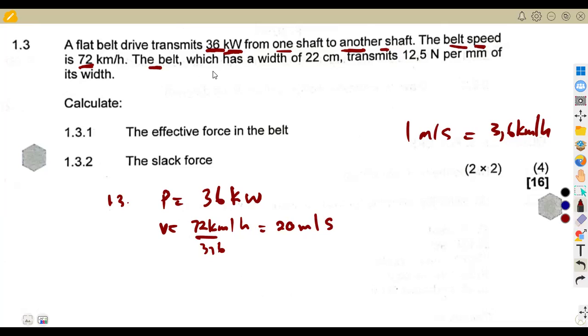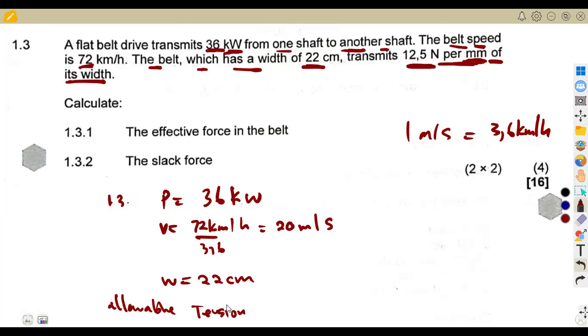And also we are given the belt, which has a width of 22 centimeters. So the width of the belt is 22 centimeters. Take note, this is the allowable tension. It transmits 12.5 Newton per millimeter. Take note, per millimeter of what? Of its width. So this is the allowable tension, which affects the tight side. That is 12.5 per millimeter belt width.